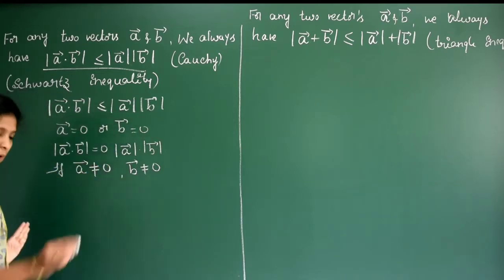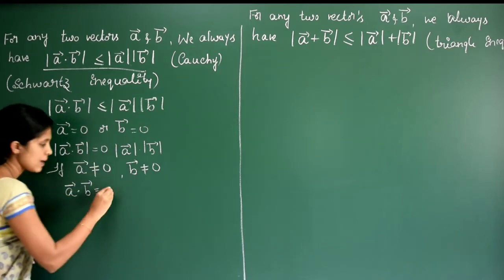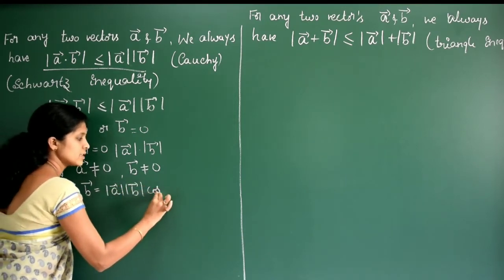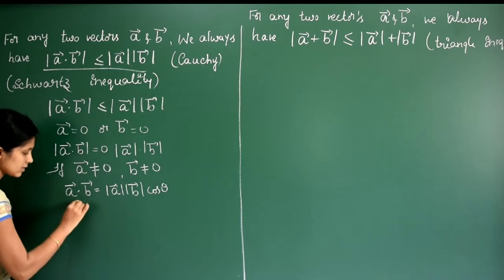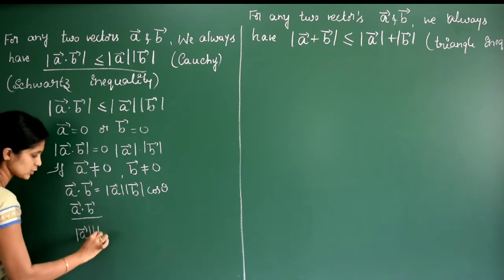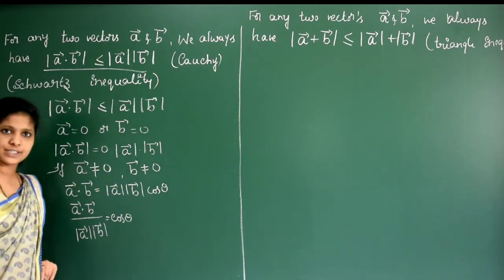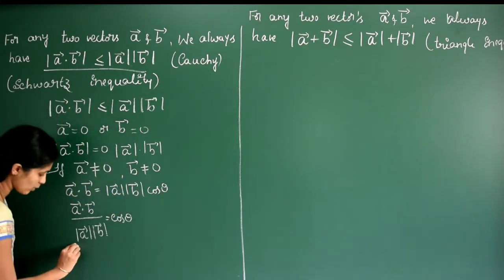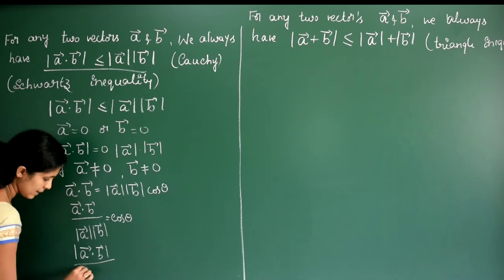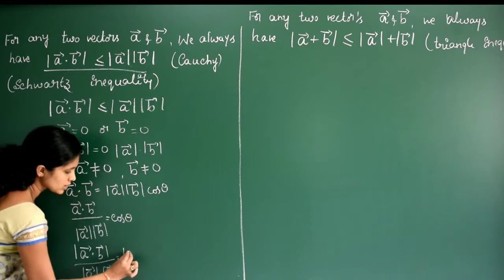If it is not equal to 0, see here we have the formula. A vector dot B vector is given by magnitude of A vector, magnitude of B vector into cos theta. Right? By this we can write A vector dot B vector divided by magnitude of A vector, magnitude of B vector is equal to cos theta. Directly you can write this formula. Now we will take mod on both sides. If I take mod on both sides, this will be magnitude of A vector dot B vector divided by magnitude of A vector, magnitude of B vector is equal to mod cos theta.